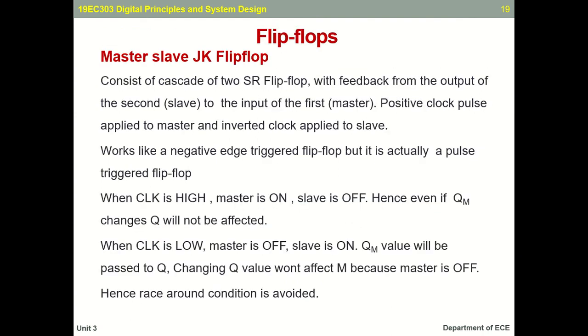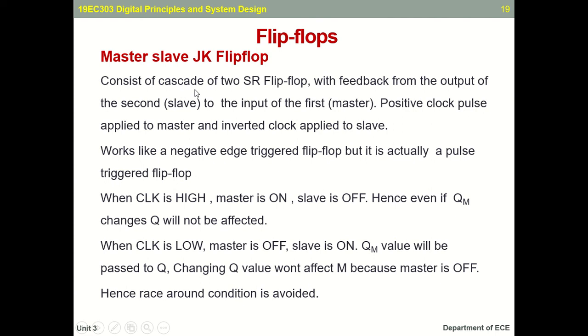Now the master and slave type of JK flip-flop. As we discussed, the race around condition happens, which is the toggling of your output between the time period 0 to capital T, the time period of one clock cycle. To remove that, the time period small t should be in between your propagation time TP and your total time period of one oscillation, which is capital T. So the master and slave flip-flop is used to eliminate the race around condition.